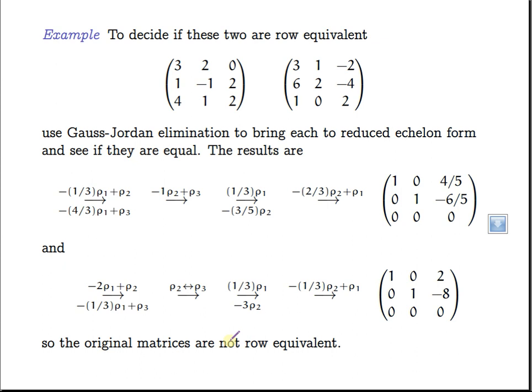Okay. All right, so when you reduce the first one, you get this reduced echelon form. When you reduce the second, you get this reduced echelon form. It follows that the original matrices cannot be row equivalent. Okay, that's it.